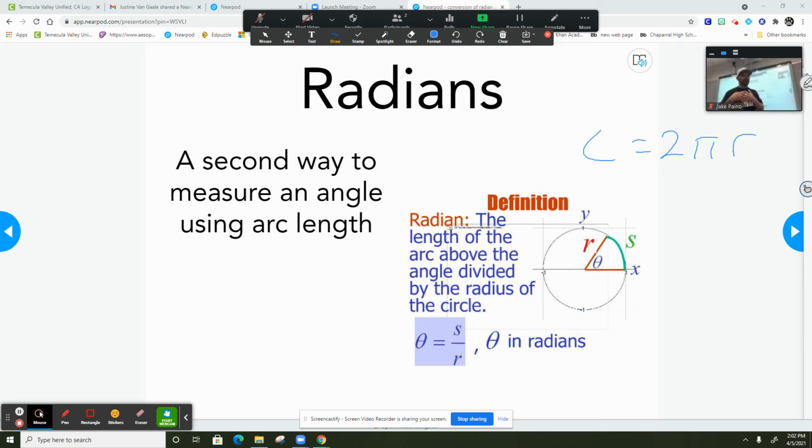So like 30 degrees is what part of the circle? It's 30 over 360, that's 1/12 of the circle. And so what would the arc length be? You would just divide the circumference by 12 there to get the arc length of 30 degrees. All right, so that's just some review there from geometry.